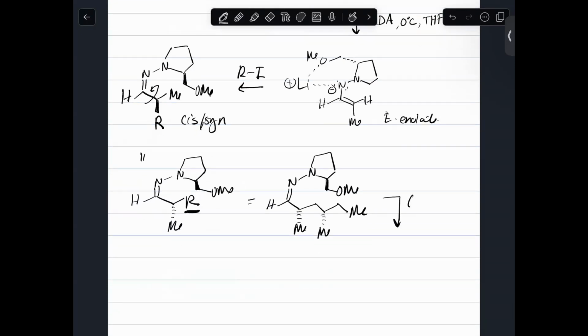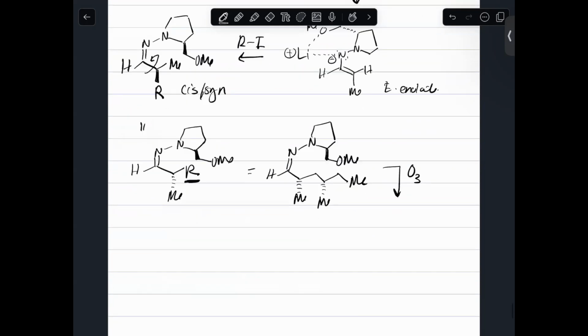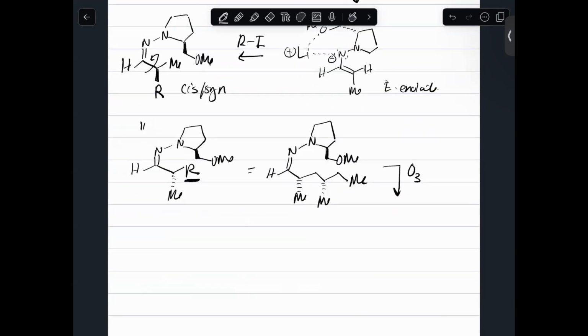I treat it with ozone and I form my desired aldehyde. Okay. Now we're not done, right? If you look at this specific aldehyde, this is not the target structure. We're nowhere near being done.